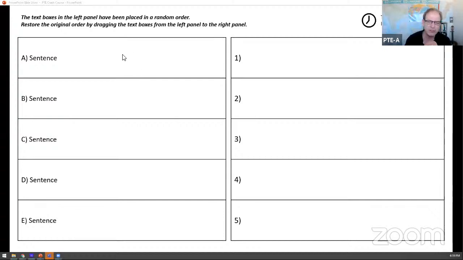Reorder paragraph. With this one, you've got to drag the options from the left side of the screen to the right side of the screen. You're going to look for the topic sentence or the standalone sentence, and then you're going to look at the subject and the object of that sentence, and you're going to work out in the next sentence which sentence develops either the subject or the object of that sentence.